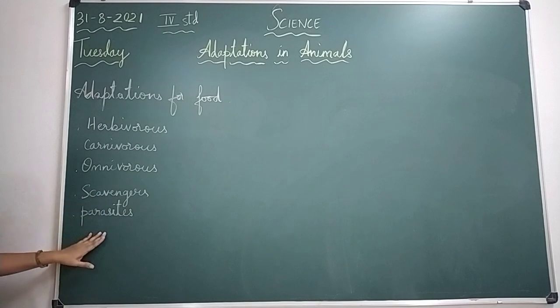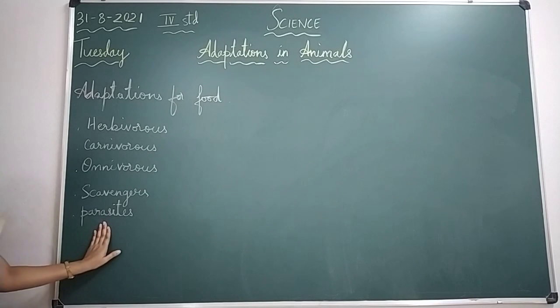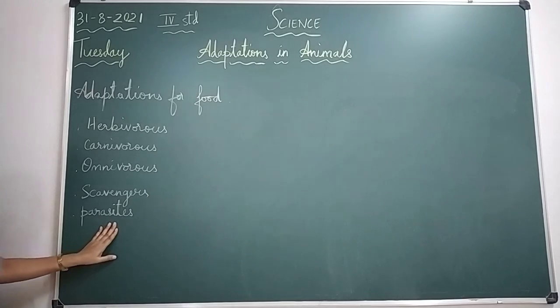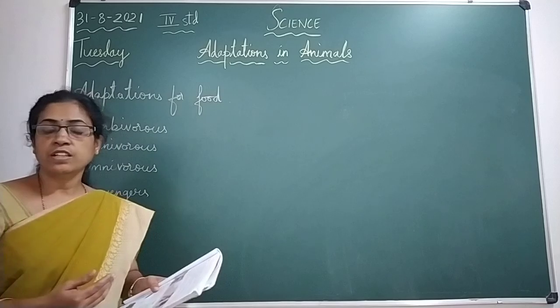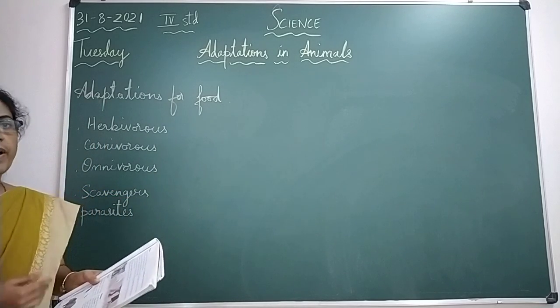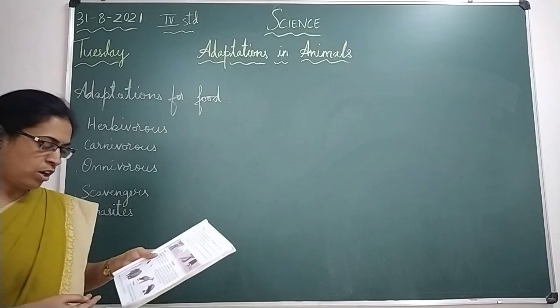Understood? And the next is parasites. So what are parasites? In the previous lesson, on parasitic plants, we have learned about this, isn't it? In the same way, children, the animals that depend on other animals for their food are called parasites.